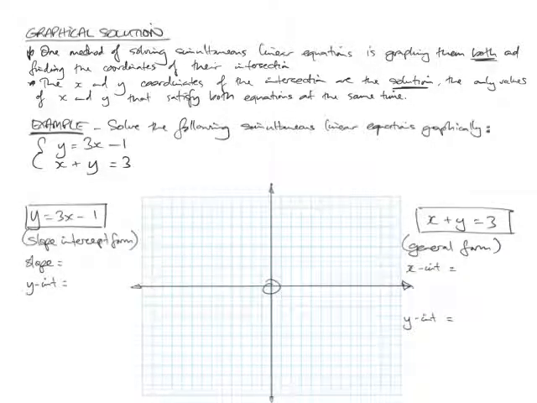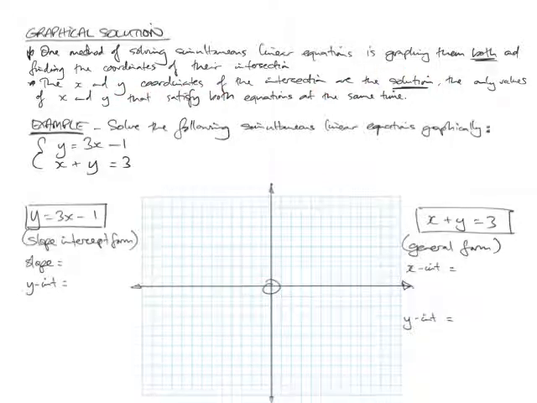This one is on graphical solutions for simultaneous linear equations. So this is the initial method of solving these equations, is by graphing them. Graphing both of the equations as lines and then finding the coordinates of their intersection. The x and y coordinates of that intersection are the solution.